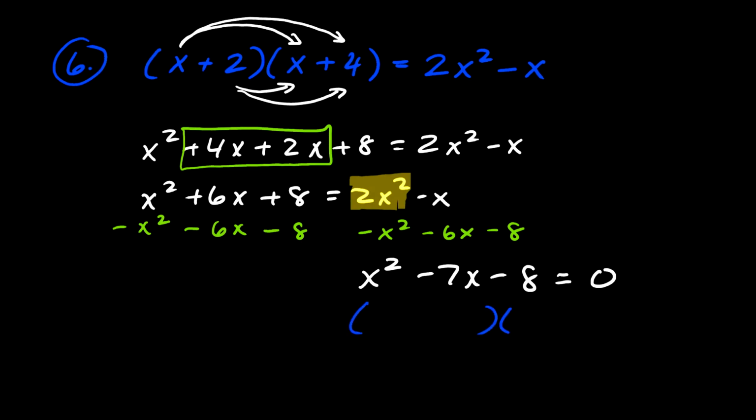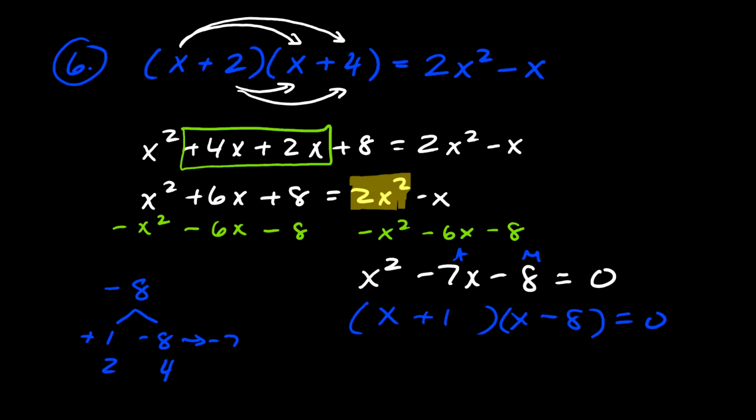Again, we can set up our two parentheses. We know it will be x and x. And again, we have adds to -7, multiplies to -8. I'll write that over here in this spot now, -8. So it's either 1 and 8 or 2 and 4. One of them must be negative. So we would have positive 1 minus 8 equaling -7. So we can say plus 1 minus 8. So either x plus 1 is 0 or x minus 8 is 0. So x equals -1 and x equals +8 satisfies our conditions.